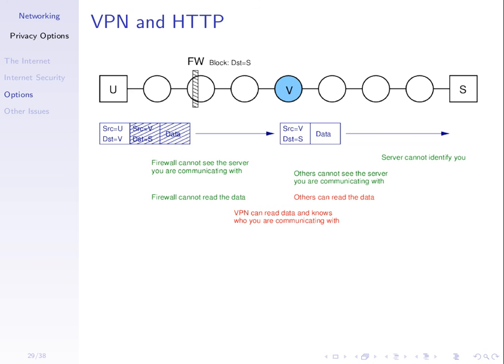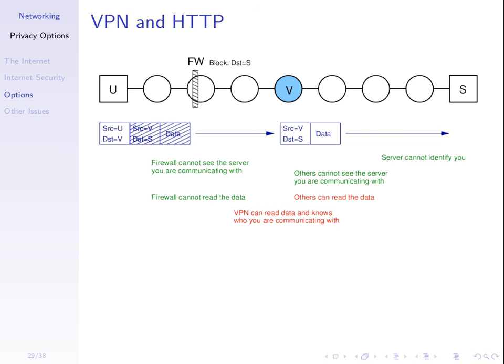What addresses does the firewall see? Which ones? Which values in that packet? Look at the ones which are not encrypted. What are they? U and V. So the packet sent by your computer through the firewall, the source is U, the destination is V. So the firewall observes you are talking to the VPN server.